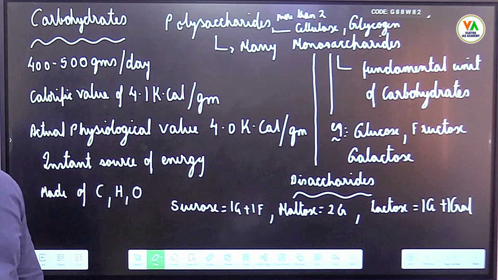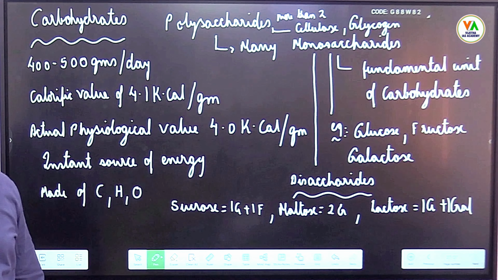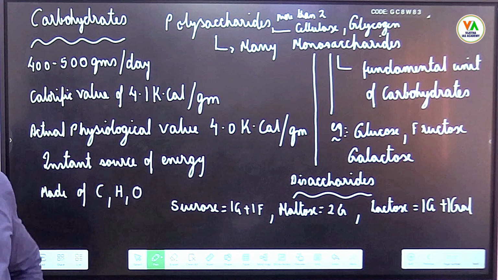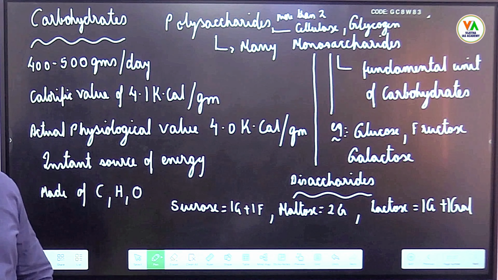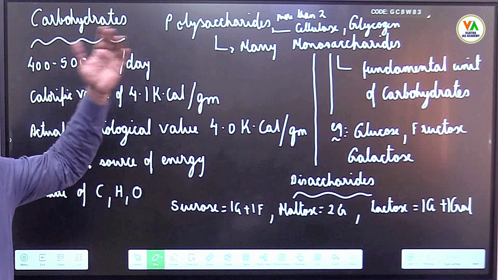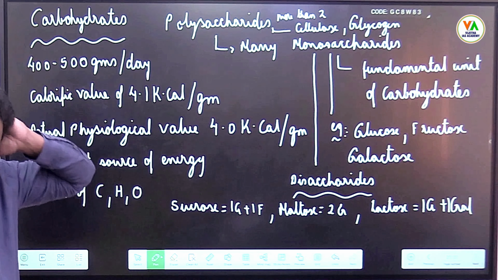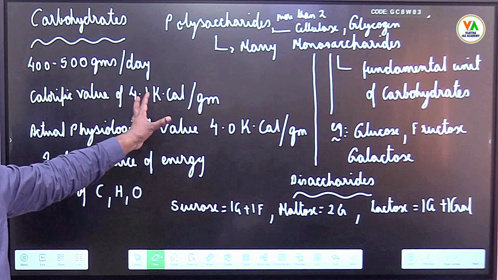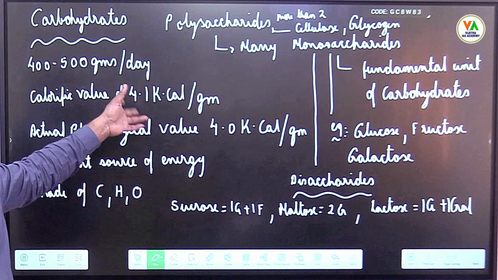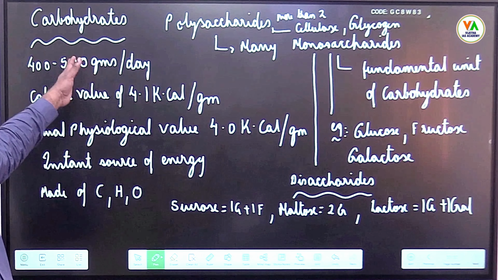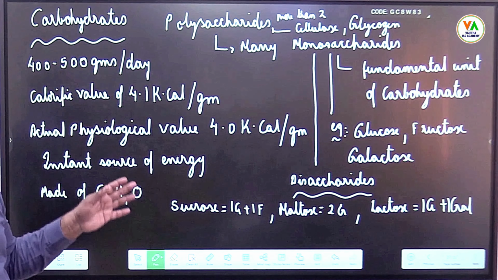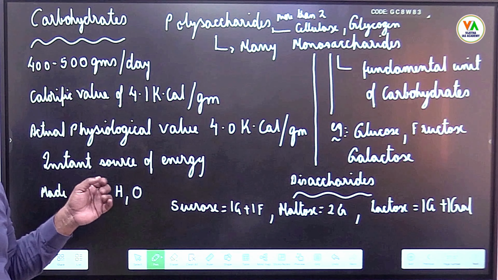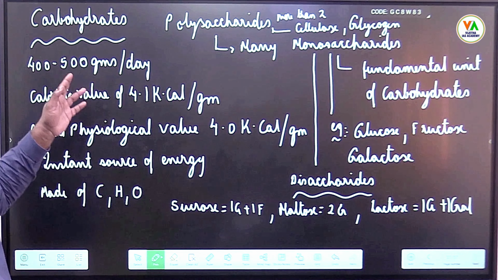Not completely. Peptide, no? Peptide is a protein. Protein and carbohydrate, lipoproteins and these are used. They are in combination, particularly in cell structure. So carbohydrates form the structural element of the cell, and as I said, they are instant source of energy.